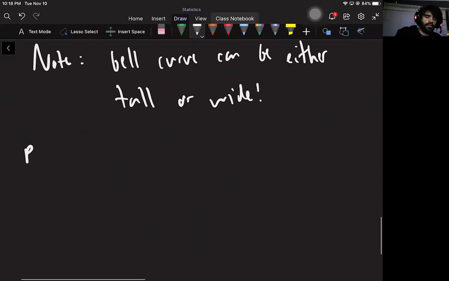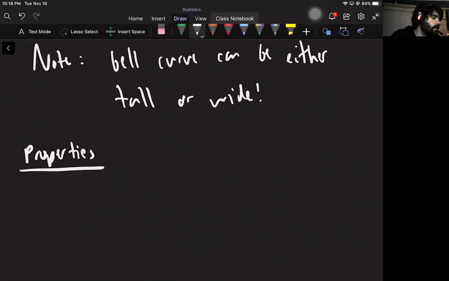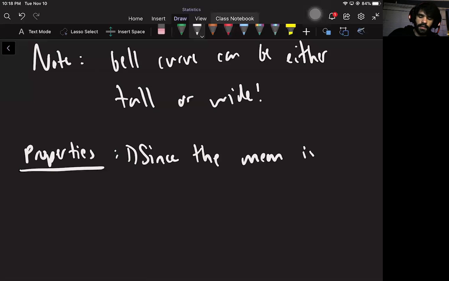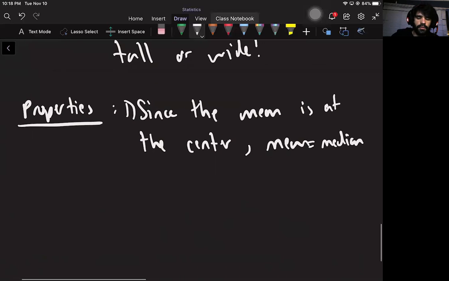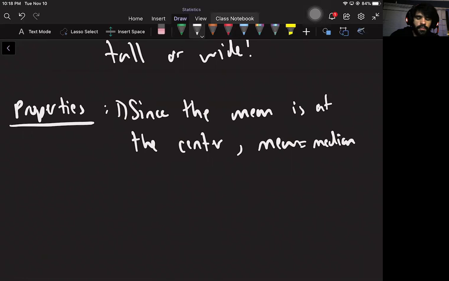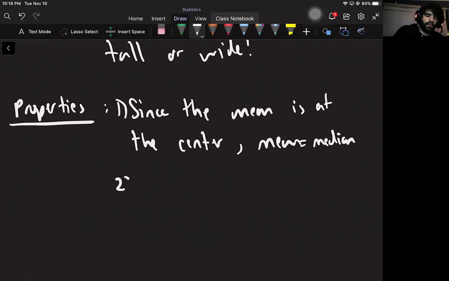Okay, but now let's think of some other properties that are interesting about these things. These are very widely studied. So I'll number them. Number 1: since the mean is at the center, the mean and the median are going to be the same for this situation. We saw this for histograms too. If you had a bell-shaped histogram, the mean and the median are roughly the same.